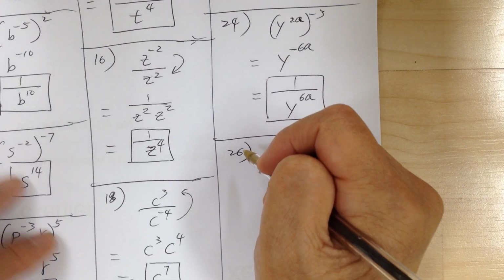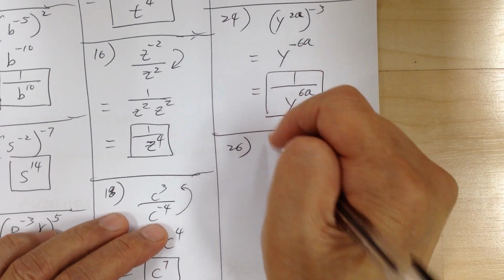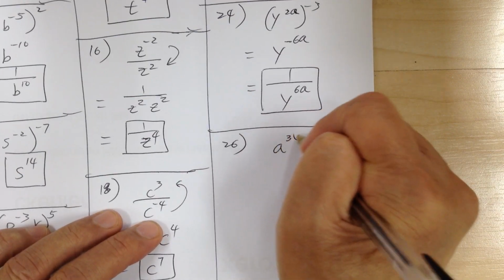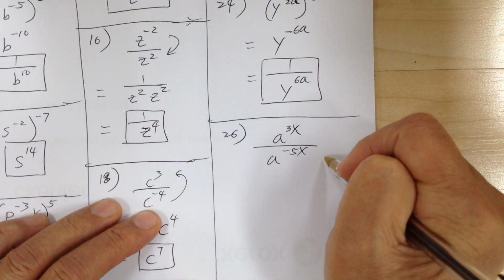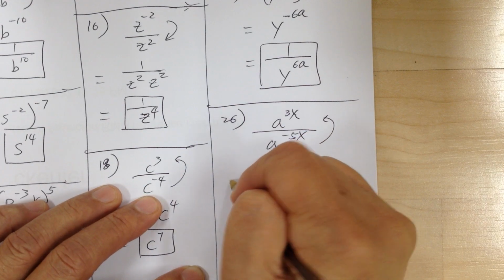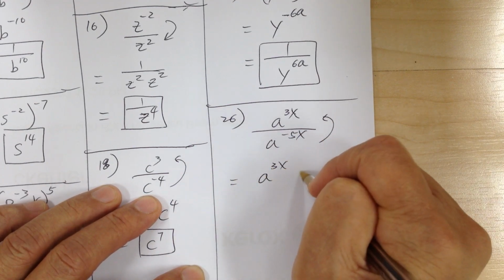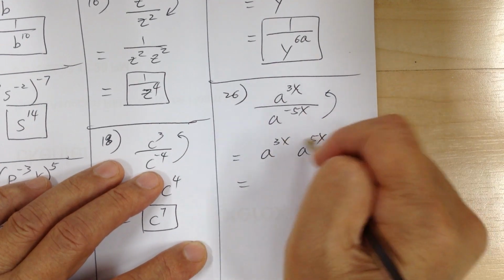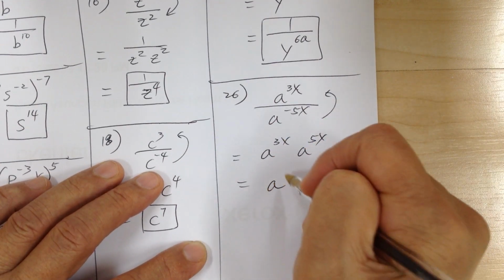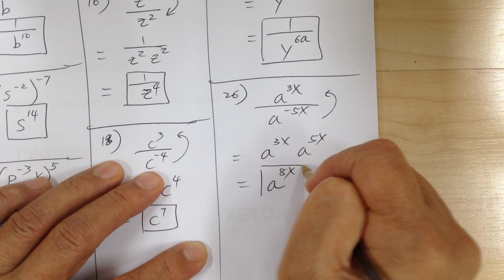Okay, 26. You got a to the 3x over a to the negative 5x. So I'm going to flip this over to the top. So it becomes a to the 3x, a to the 5x. Then you apply the product rule. So when you multiply, you add the exponents. It becomes a to the 8x.